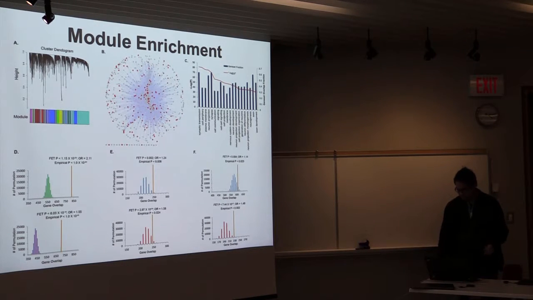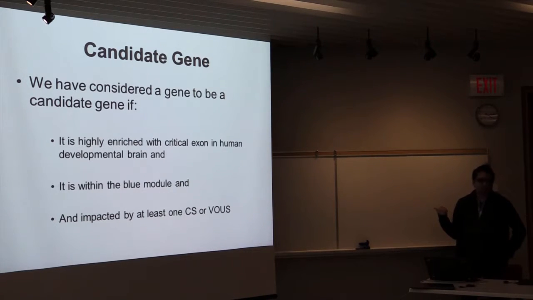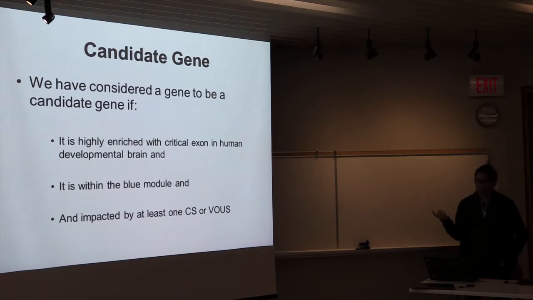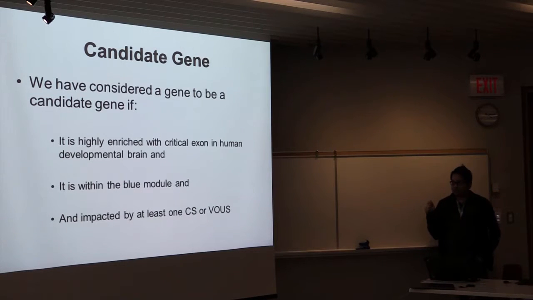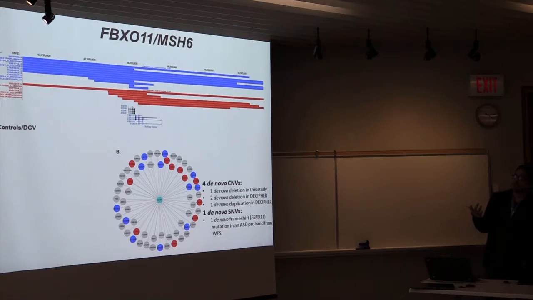So then we combined the critical exon and the proteomic map analysis to come up with candidate genes. This is the primary criteria that we use. The gene has to be highly enriched with critical exon in the human developing brain, and it must be part of the blue module that I showed in the earlier slide. The gene also has to be impacted by one CS or VUS variant. Then these genes are our candidate genes to follow up with more genetic data. So this is one of the variants we are following up. It has multiple de novo variants.